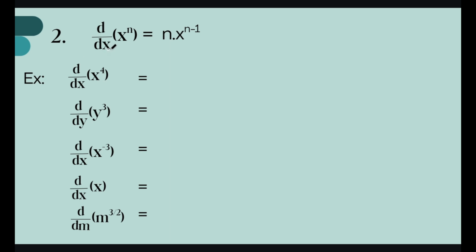Now the second formula is d by dx of x to the power of n equals n into x to the power of n minus 1. If we look at the given example, d by dx of x to the power of 4, here first we will be taking the power which is 4 multiplied by the variable x to the power of 4 minus 1 as per the formula. The final answer would be 4x cube.